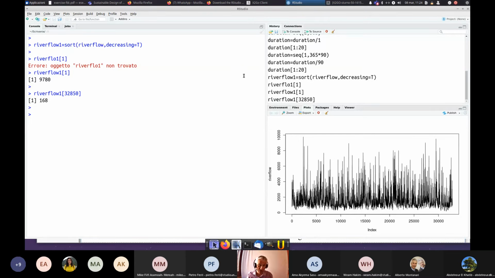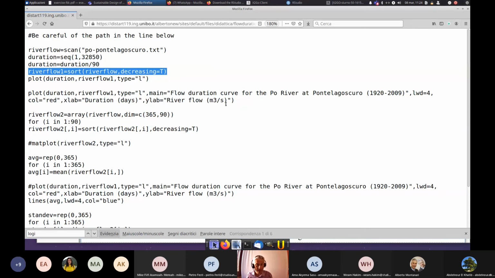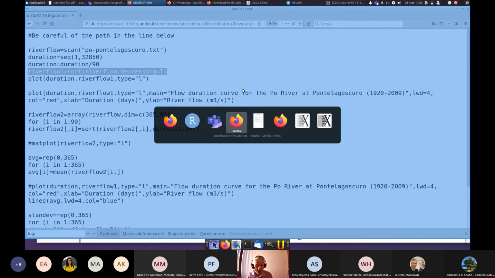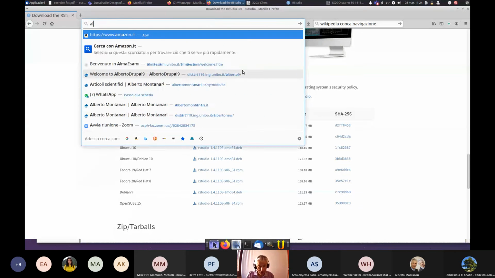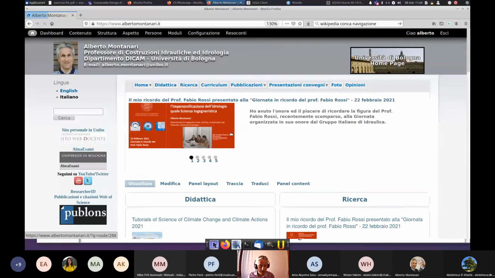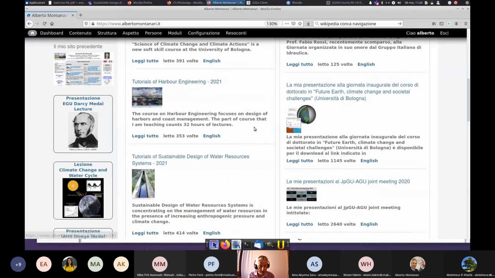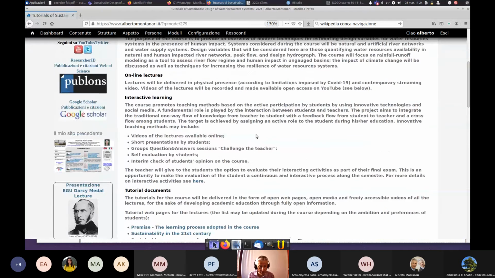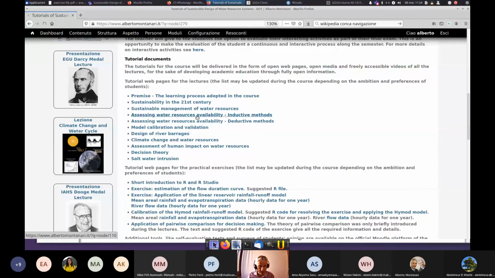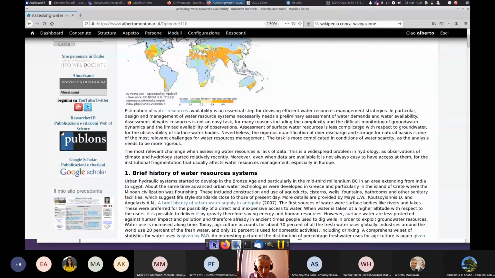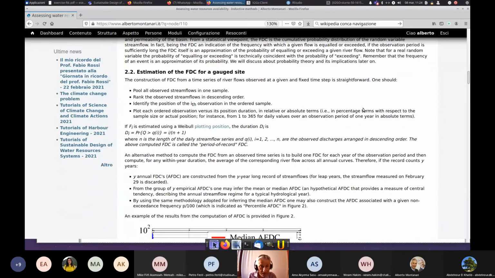Let's have a look at the web page. Okay. So let's not close this one, because here I need to keep it for copying the instructions. So let me go back to my web page and let's look at the tutorials of sustainable design of water resource systems, and then let's look at the inductive methods. And let's look at the flow duration curve. You see, pool all observed stream flows in one sample, rank the observed stream flow in descending order. This is what we did.